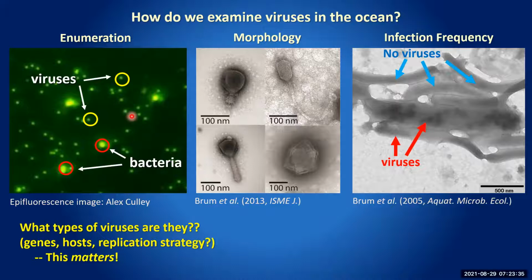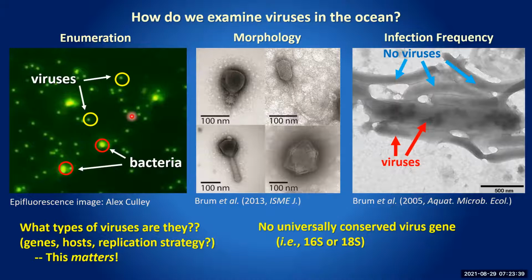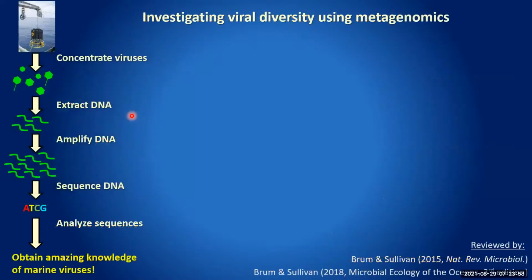So we also have an issue that viruses have no universally conserved gene. So there's nothing equivalent to a 16S gene or an 18S gene like you would use for other living organisms. So how do we even compare samples when I can't identify what's in one sample? Well, our solution to that has been to investigate viral diversity using metagenomics.